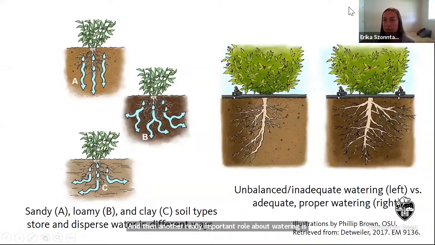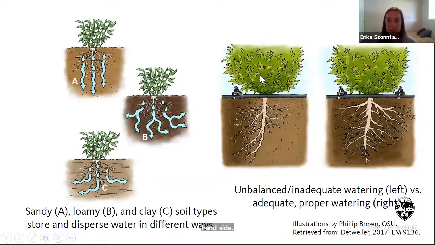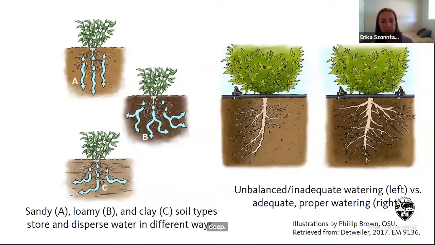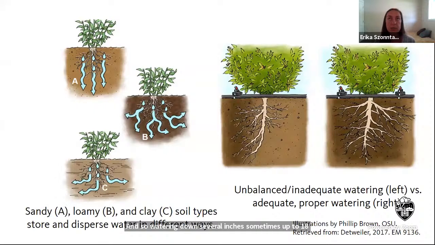And that's really well illustrated by this picture on the right-hand side. So we can see what happens if we water unevenly, the side here that has the emitter on the left-hand side. You can see how the roots have developed really, really deep. And so watering down several inches, sometimes up to 18 inches, is recommended, depending on if you're watering trees or shrubs or plants. But basically the roots will go where the water is. And so if we water really deeply and infrequently, that will encourage that really deep root growth.